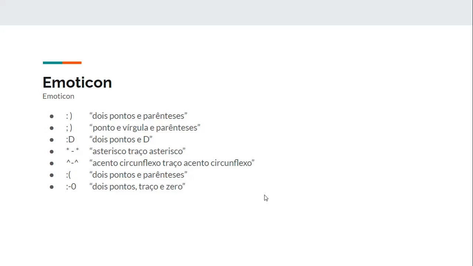Alright, so now that we know some characters, some numbers, some letters, then we can create some emoticons, right? So we are combining them and we can create emoticons. So first we have here dois pontos e parênteses, ponto e vírgula e parênteses, dois pontos e D, so letter D, asterisco, traço, asterisco, acento circunflexo, traço, acento circunflexo, dois pontos e parênteses, dois pontos, traço e zero, so zero.